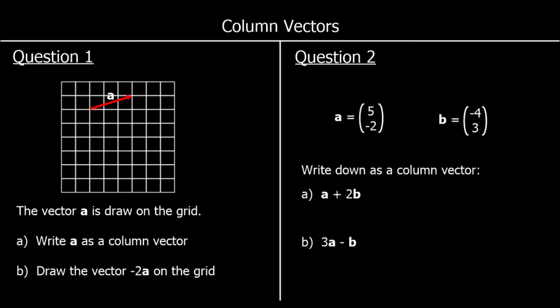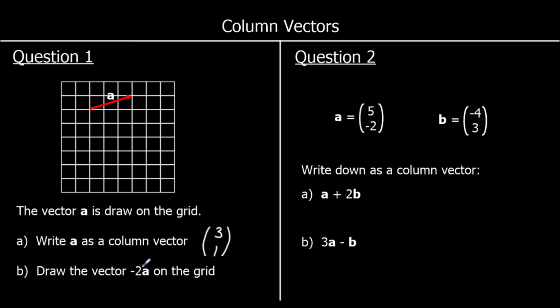Column vectors. So we've got a vector A drawn on the grid. Write A as a column vector. So with a column vector, we write the change in X on the top and the change in the Y on the bottom. So it's gone 3 in the positive X direction. So 3 on top, and then up 1, so 1 in the positive Y direction, 1 on the bottom. So A can be written as 3, 1. 3 to the right, 1 up.